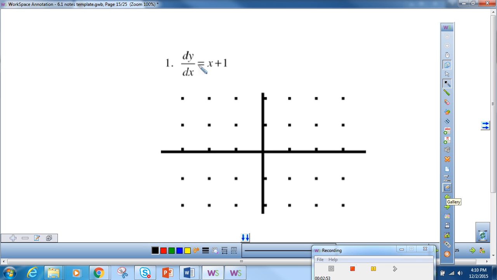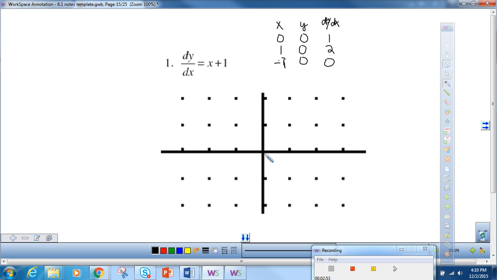So for instance, for this one, dy/dx is equal to x plus 1, I would expect when I'm done for this to look sort of like a parabola. So I'm just going to grab some, I'll probably do like a 2 by 2 area and just see what it looks like. So if I have x is 0 and y is 0, I'm going to get 1. Then dy/dx is 1. So if x is 1 and y is 0, I get dy/dx is 2. If x is negative 1 and y is 0, I get 0.